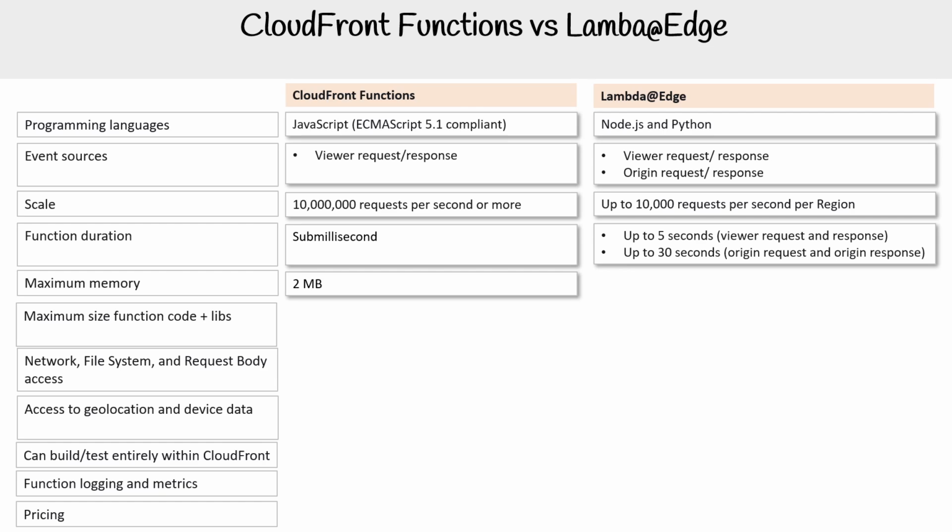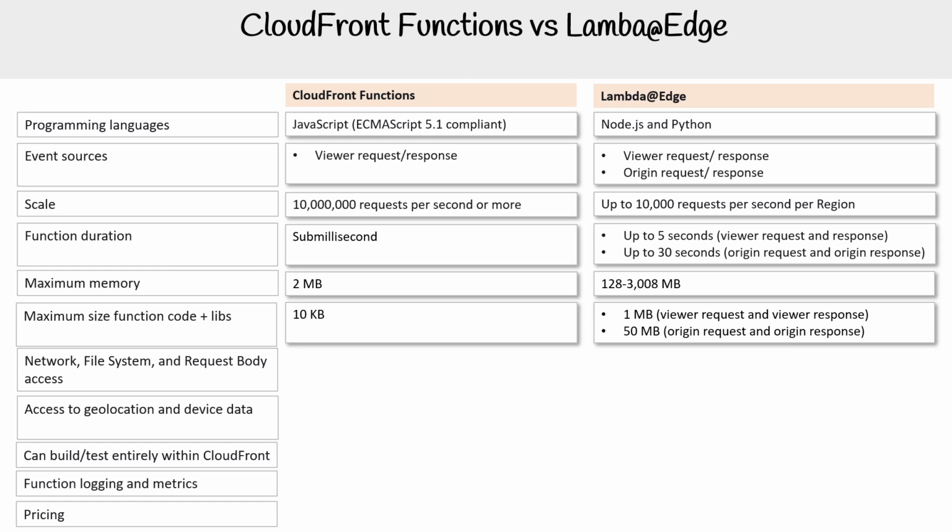For maximum memory, we have 2 megabytes for CloudFront Functions. For Lambda@Edge, we have considerably more memory that we can use. For the max code size for CloudFront Functions, it's super tiny, 10 kilobytes. For Lambda@Edge, they can be 1 megabyte for the viewer or 50 megabytes for the origin.